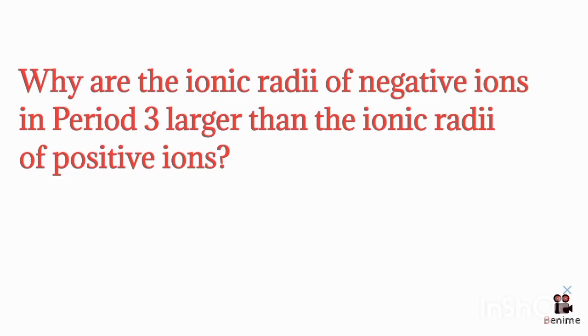Welcome to Chemistry Spot. Today, we will understand an important concept. Why are the ionic radii of negative ions in period 3 larger than the ionic radii of positive ions? Let's explain it step by step, slowly and clearly.